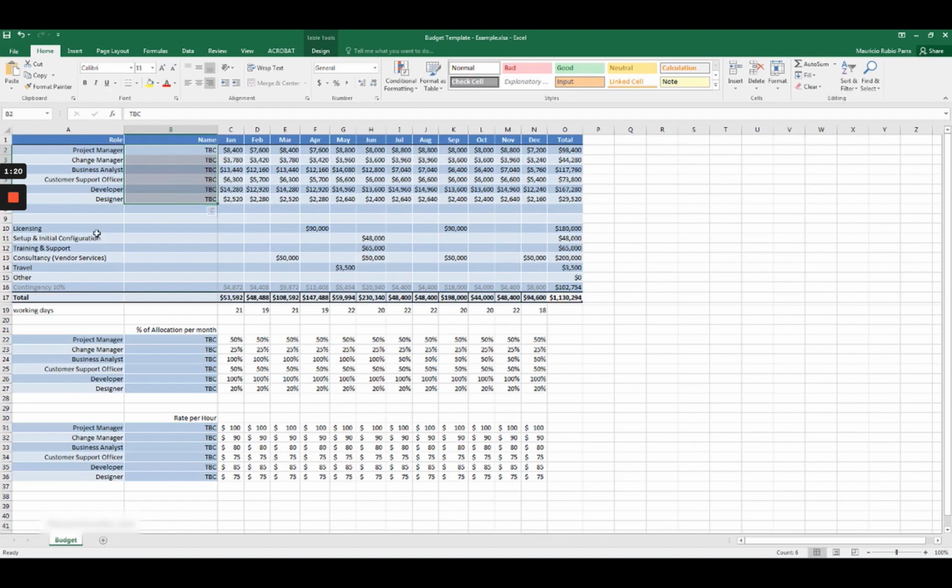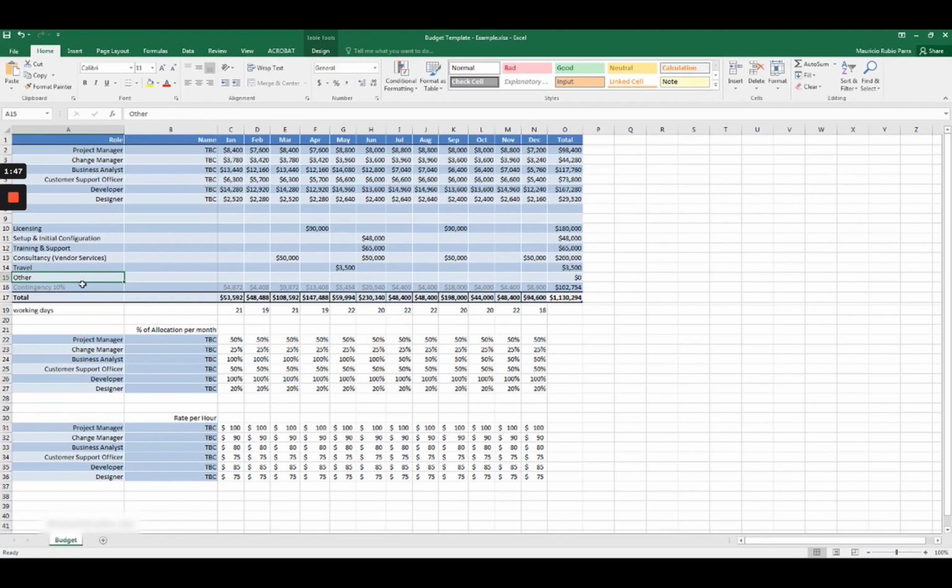And the other thing we need to pay for is not just people, but we have to pay for licensing because this is a software project. We're bringing in a new system. We have to do some setup and initial configuration. We have to do some training and support. We also have to pay a vendor who has to come in and help us with the implementation. We also have to pay for travel expenses for some people that are on the team. And in case there's any other costs that come up, we're going to put them all under other.